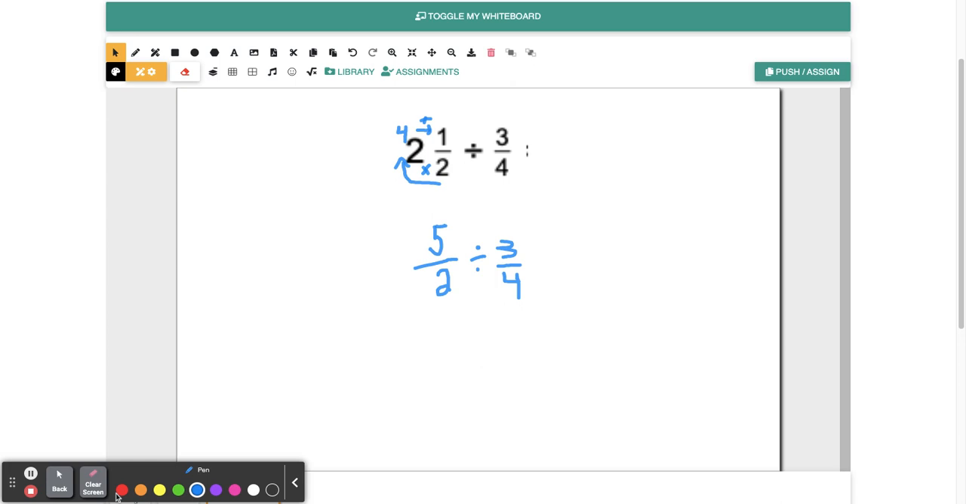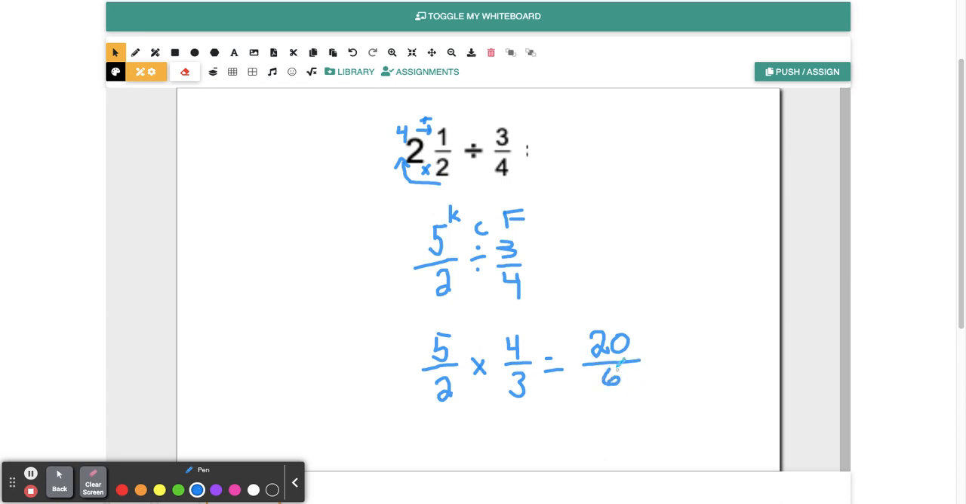Sorry, that one was a little bit messy there. Now I'm going to do my keep, change, flip. I'm going to keep 5/2, change my division to multiplication, and then flip 3/4, so I'm going to get 4/3. Multiply that straight across, and I get 20. 5 times 4 is 20. 2 times 3 is 6.